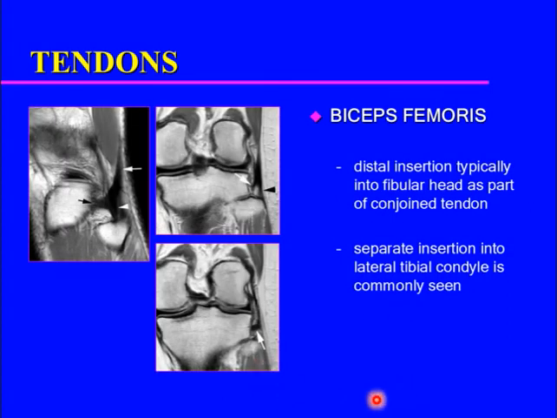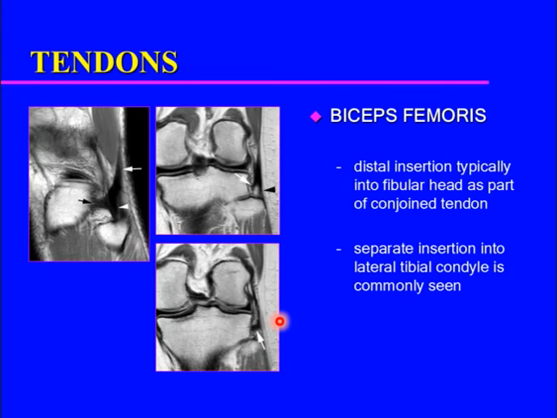Biceps femoris distally inserts typically into the fibular head as part of the conjoint tendon, and sometimes it has a separate insertion into the lateral tibial condyle, which is commonly seen. Like here, you can see the biceps femoris inserted into the fibula, commonly. But sometimes you can have a separate insertion into the tibia, resulting in some sort of abnormal appearance. Don't be confused, this is just a variant insertion of the biceps femoris tendon.